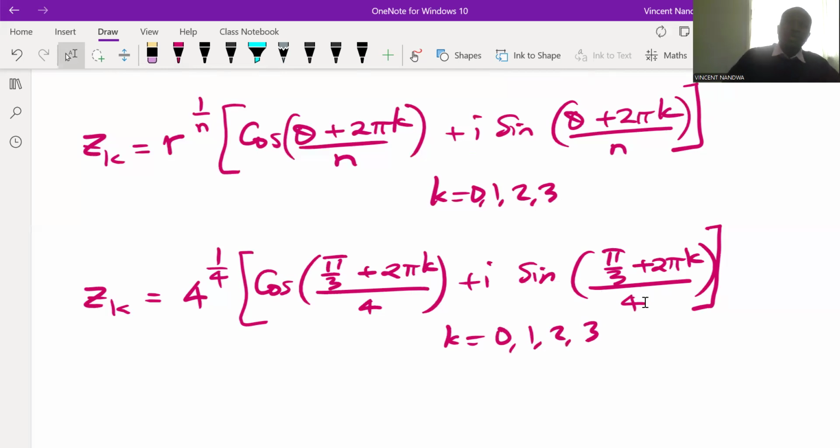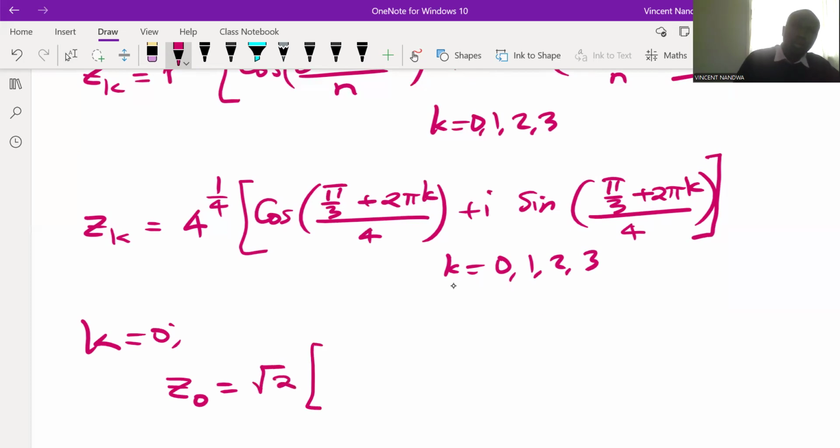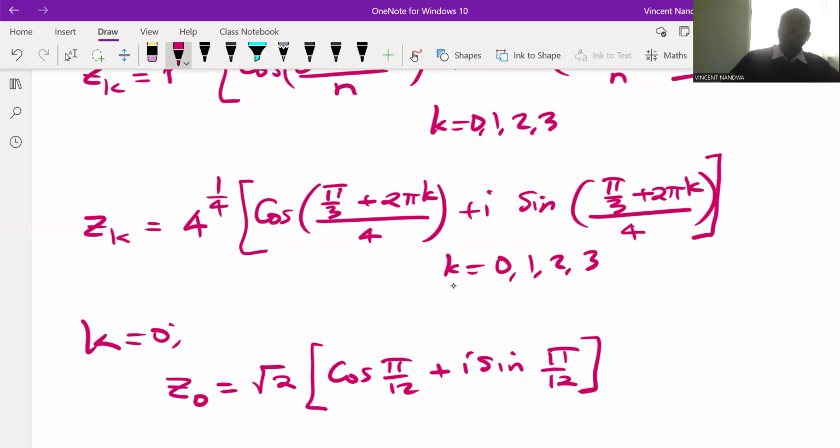So when k is 0, z0 will be, remember 4 raised to 1 over 4 is the same as root 2, times, so this is 0, so pi over 3 divided by 4 is pi over 12. So cosine of pi over 12 plus i sine pi over 12. Can simplify that.